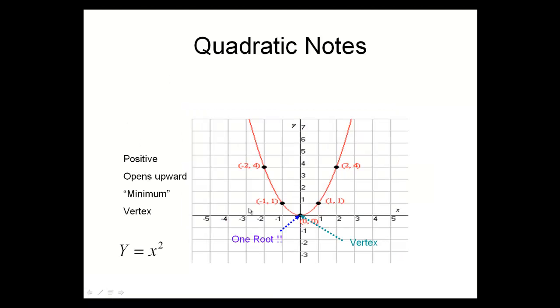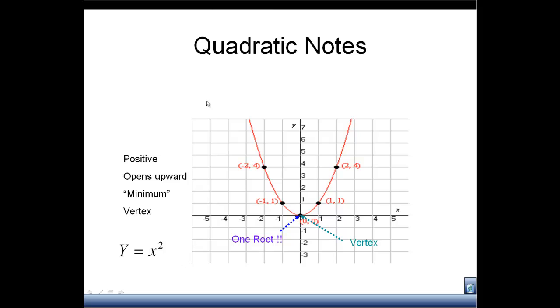Okay, this one has just one root, and we hit the x-axis at the origin, so the vertex is 0, 0. It's positive, it's upward, it's a minimum value because it's on the bottom, and we only have one root. So you've had one with no roots, two roots, or one root. And these are your three possibilities for a solution.